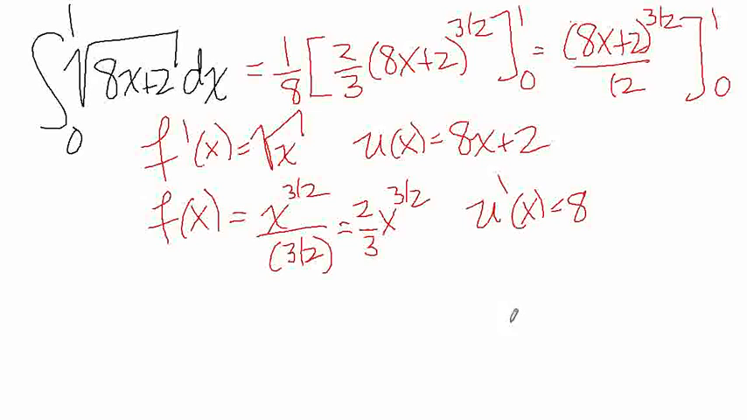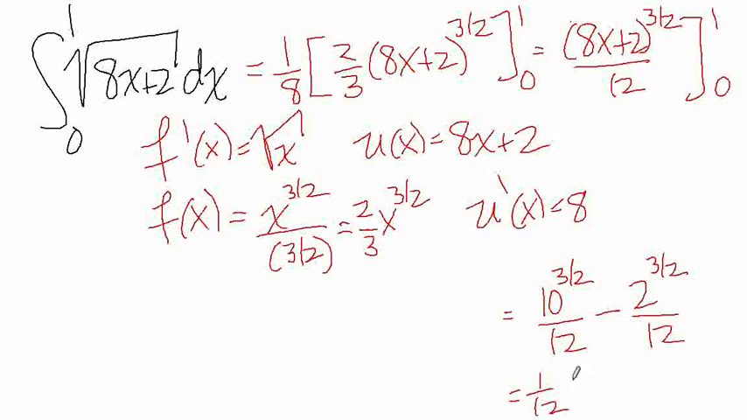Okay, let me work that out at the bottom of the whiteboard. So if I plug in 1, I get 8 times 1 plus 2 is 10. So 10 to the 3/2 over 12 minus what I get when I plug in 0. That'll give me 2 to the 3/2 over 12. And maybe you want to factor out the common factor. So probably the most compact way I can write it is the following. Okay, and I hope you got an answer that is equivalent to that.